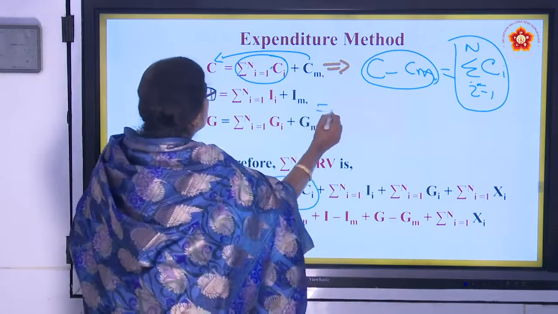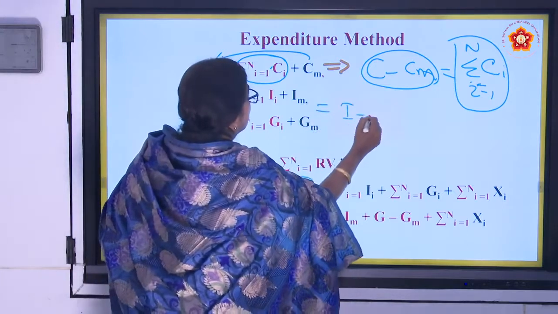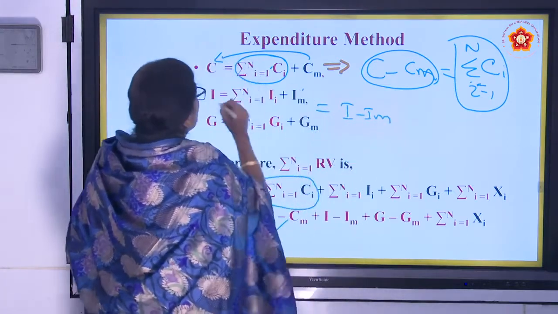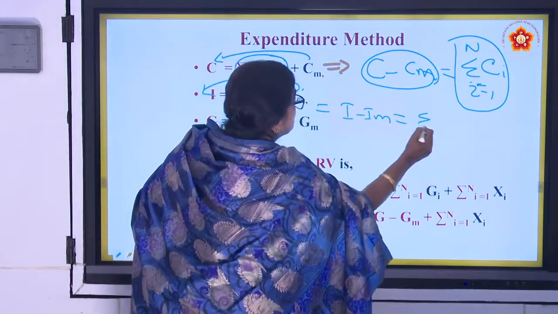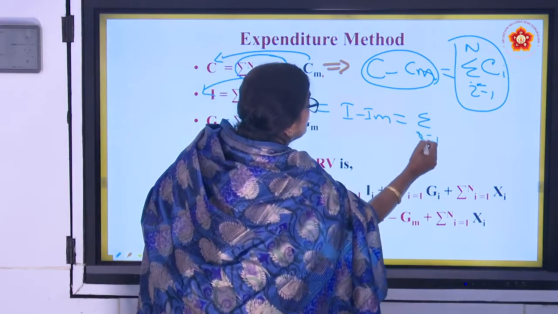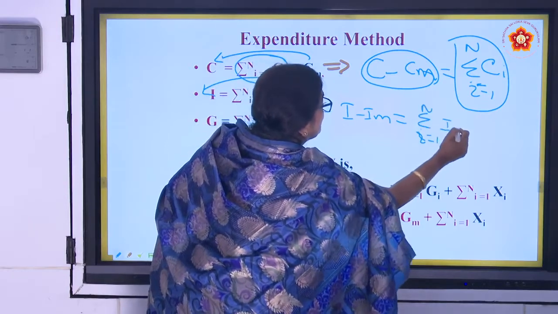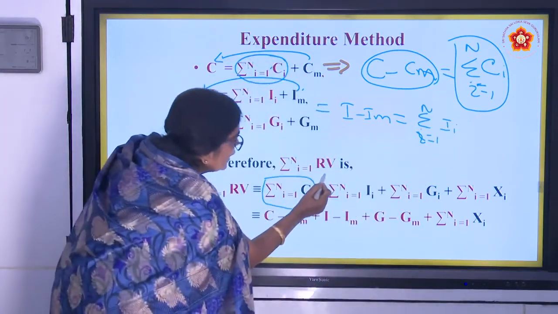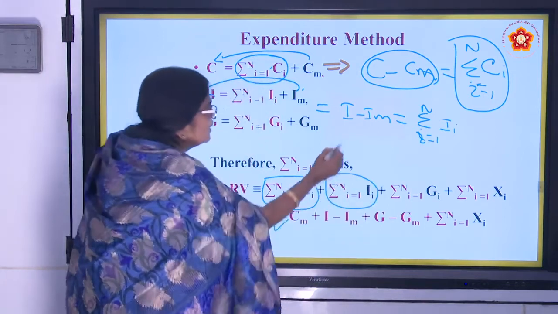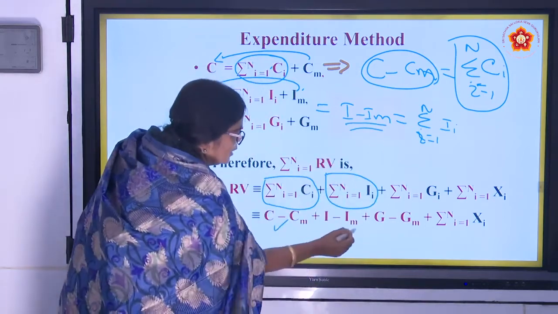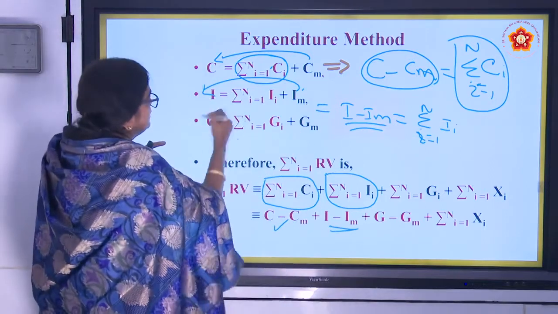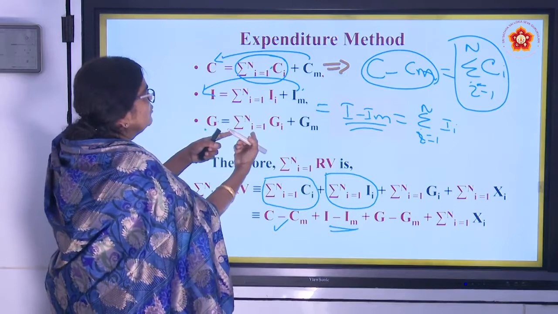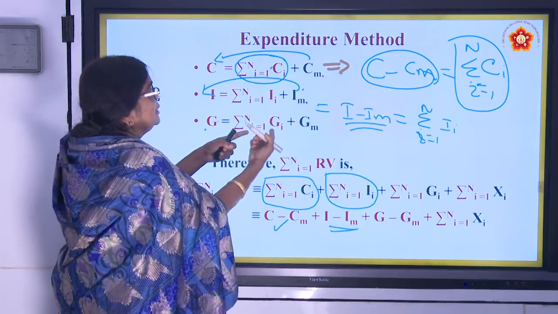Like that, we can substitute. I minus IM is nothing but, take this IM this side, then what will remain is summation of I equal to 1 to N, II. Therefore, instead of the summation of II, what can you write? I minus IM. That's what we have written here. And the same way, take GM this side. Therefore, G minus GM will give you summation of I equal to 1 to N, GI.